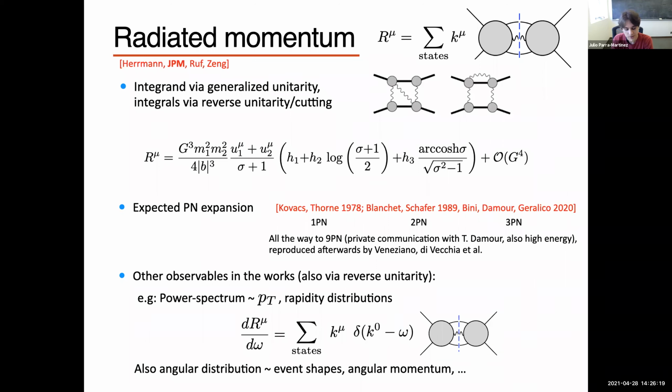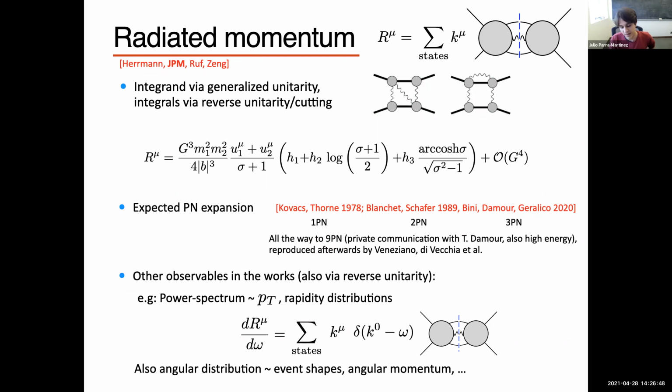And in fact, we match the post-Newtonian expansion that some people had computed. So that goes all the way back to Kovacs and Thorne, who calculated the first correction to this. And over the years, people have computed more and more. In fact, Amor told us that he has computed privately up to 9PN and he agrees with our result. And also Veneziano, Di Vecchia, and friends reproduced our calculation only a couple of weeks ago.